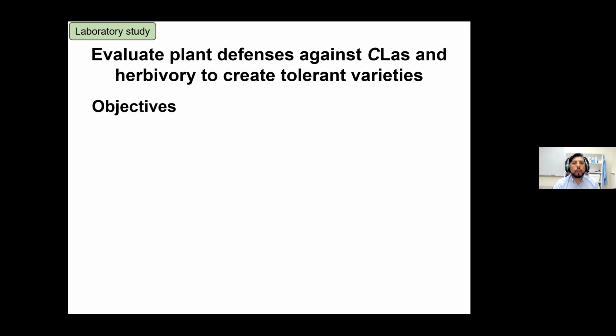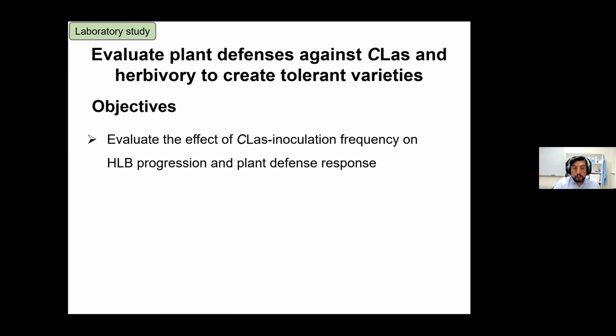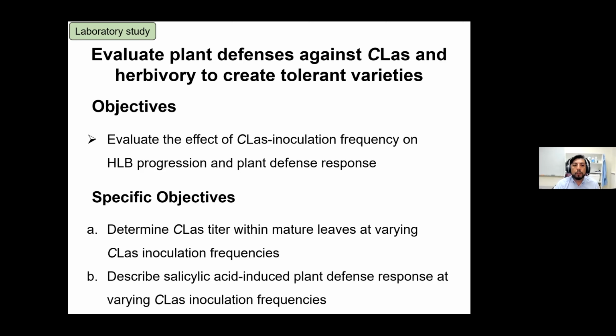So in the lab study, I evaluate the plant defenses against Silas and herbivory to create tolerant varieties. That is the purpose of all the study that I did. Especially because plant response increases salicylic acid, which is involved in the plant defenses against pathogens, bacterial pathogens, and also phloem feeders. So we evaluate the effect of Silas inoculation frequency on HFV progression and plant defense response.